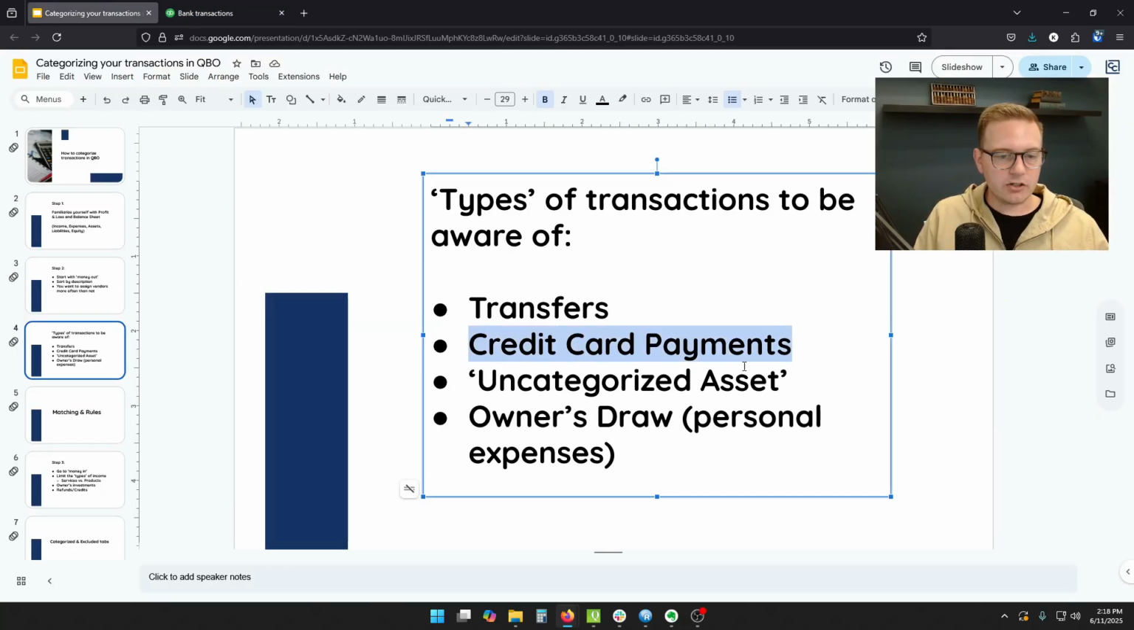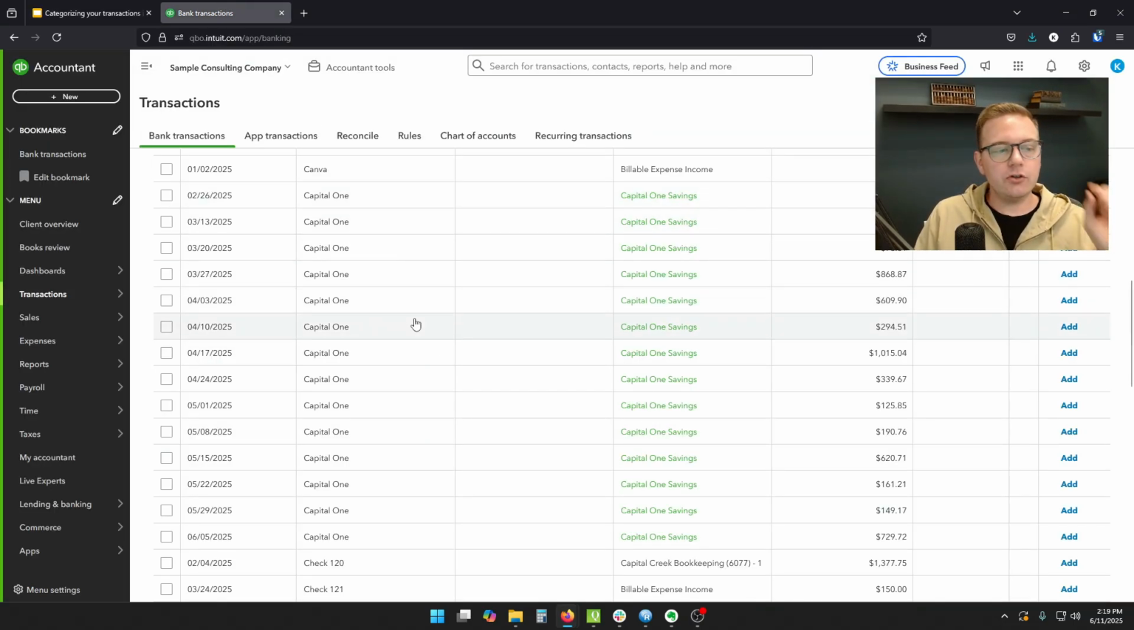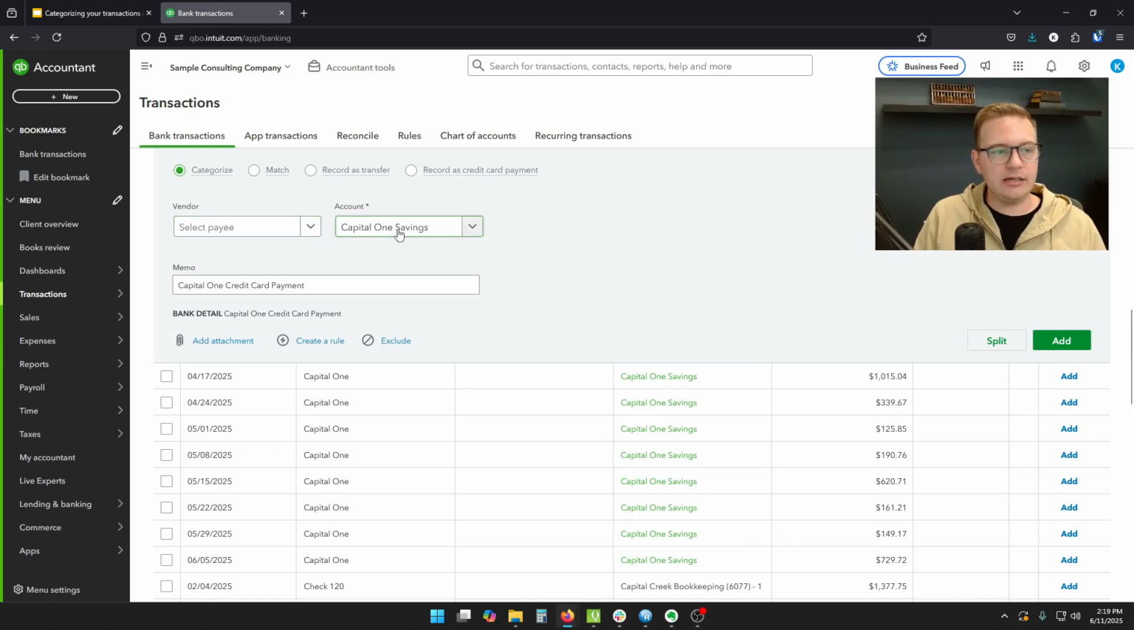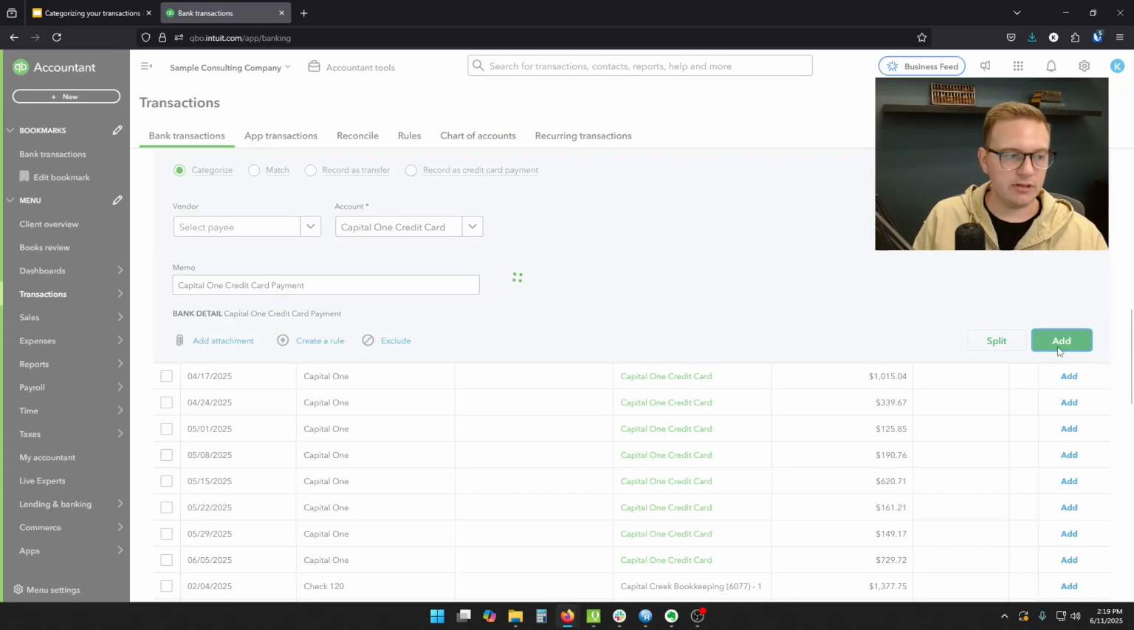Now, if you think about it logically, that's the same thing as a transfer, right? You are transferring money from a checking account, in this case, to a credit card. It pays down the credit card, but it really is the same kind of idea. So we'll say that this one right here is the same. You can just select the credit card, right? QuickBooks has recently come out with this credit card payment feature. If you want to use that, it makes it a little bit clearer that this is a credit card payment. You don't have to do that. Functionally, it does the same thing, but ultimately you can just categorize it. So that's how you would do that.